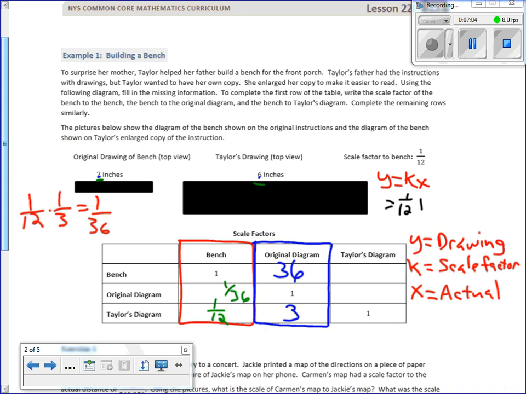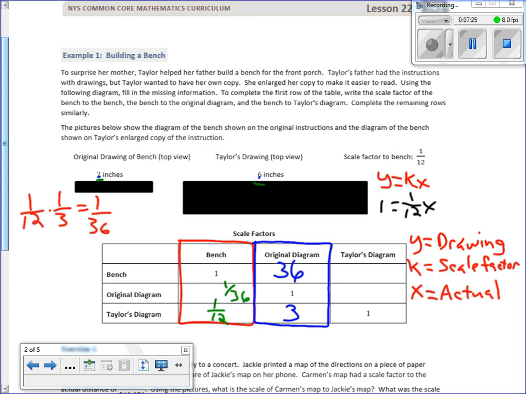And we need to find y. So, let's see. No, that's not right. I know the scale drawing is 1/12. Y is the drawing. My apologies. We need to find x.